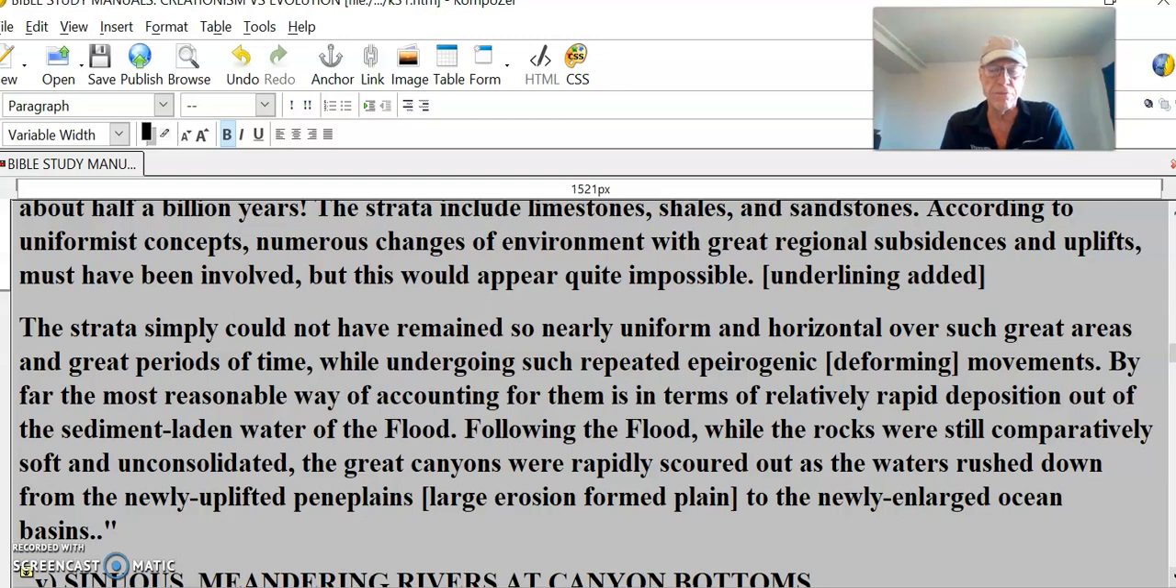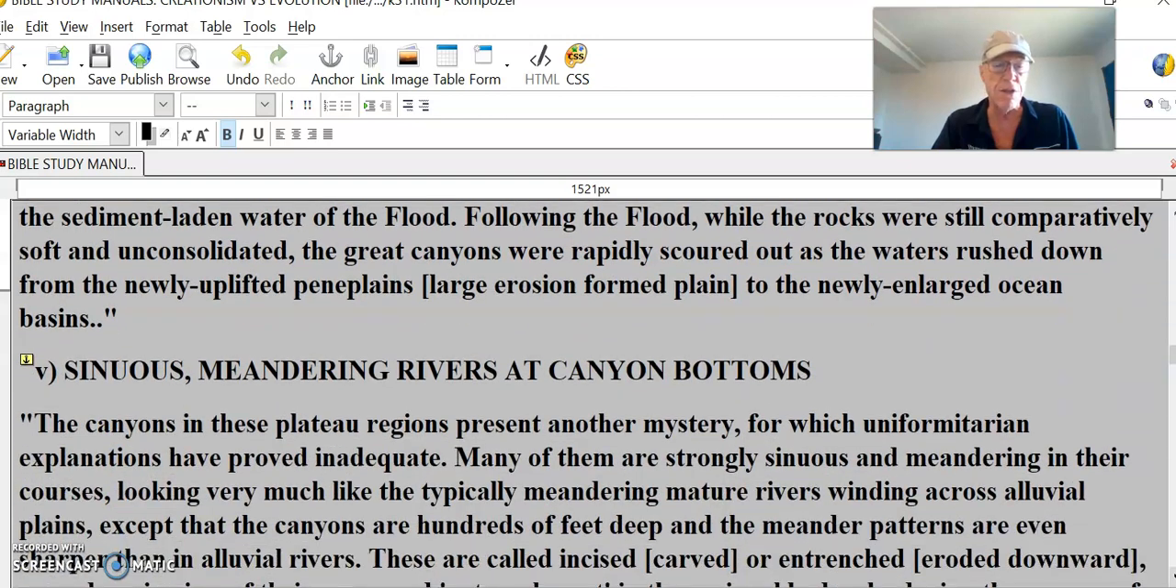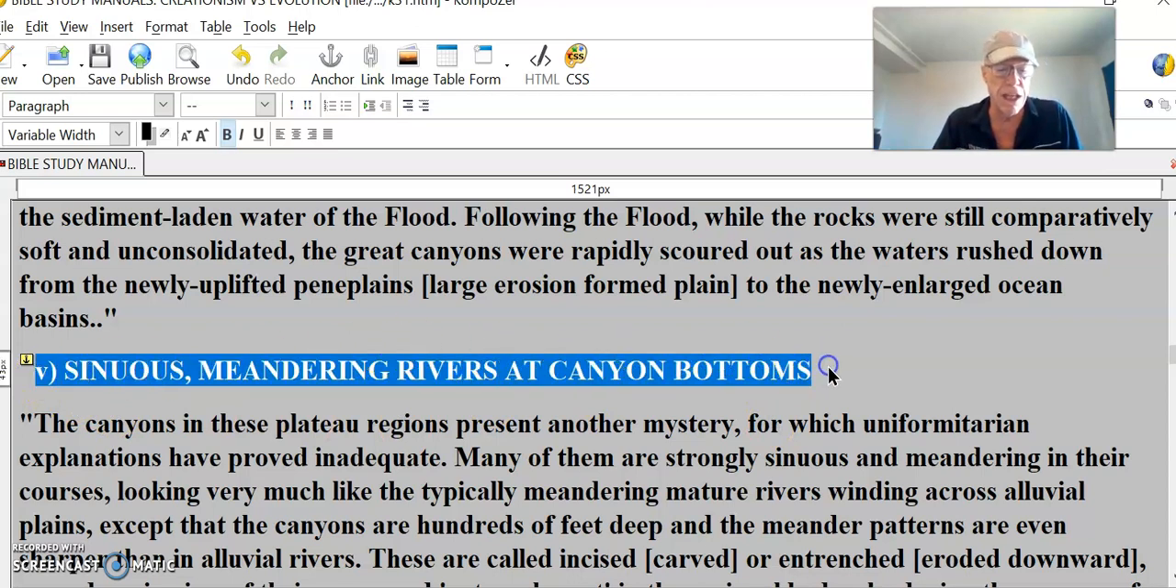Following the flood, while the rocks were still comparatively soft and unconsolidated, the great canyons were rapidly scoured out as the waters rushed down from the newly uplifted peneplains, large erosion-formed plains, to the newly enlarged ocean basins. All happens at once on such a big scale, easy to understand. But the evolutionists, if there's a lot of explanation going on, they'll invent all kinds of things here and there, and they don't have to be consistent.